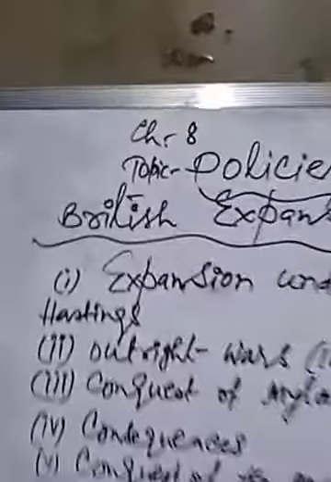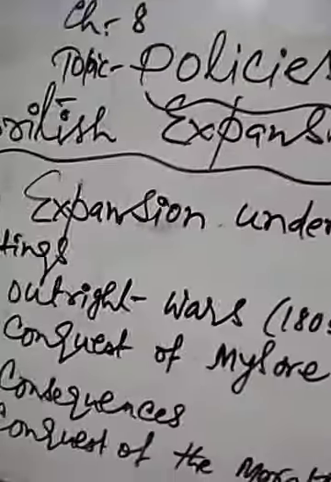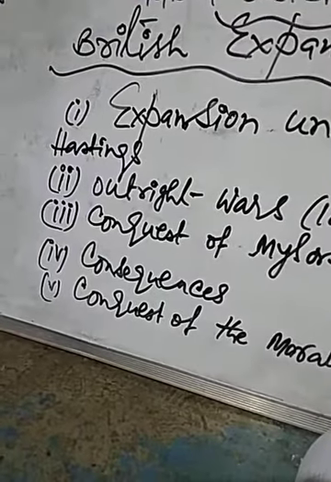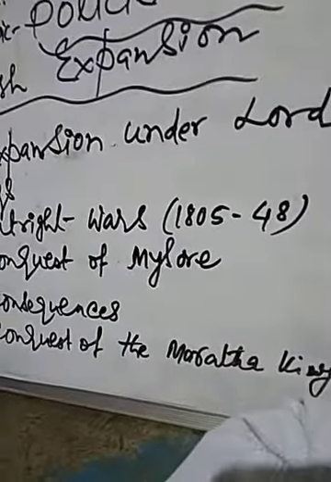Today's points, as I mentioned on the board, please look at it. First point, expansion under Lord Hastings. Second one, outright wars, 1805 to 48. Third point, conquest of Mysore. Fourth point, conquest consequences. And fifth point, conquest of the Maratha kingdom.